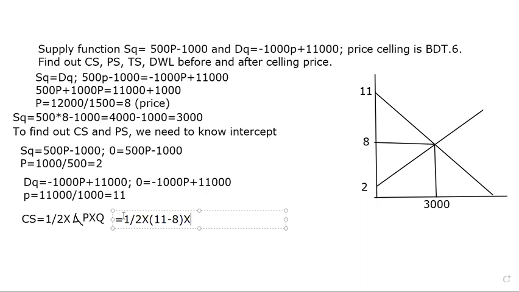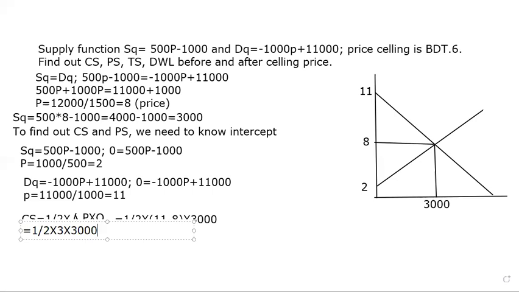The consumer's interest to pay, the difference in prices between the price they are interested to pay and the actual payment, is equal to quantity 3000. Now we'll have 1 by 2 cross 3 cross 3000.